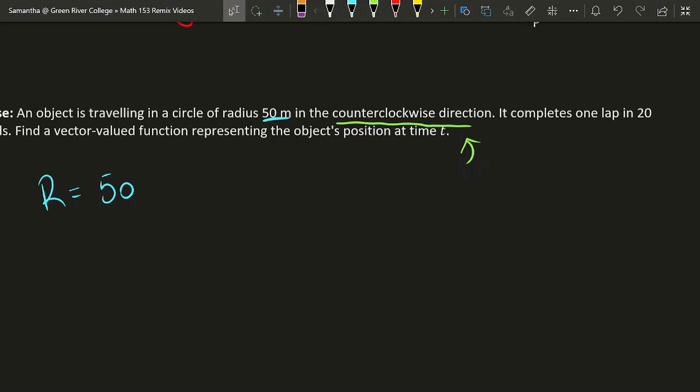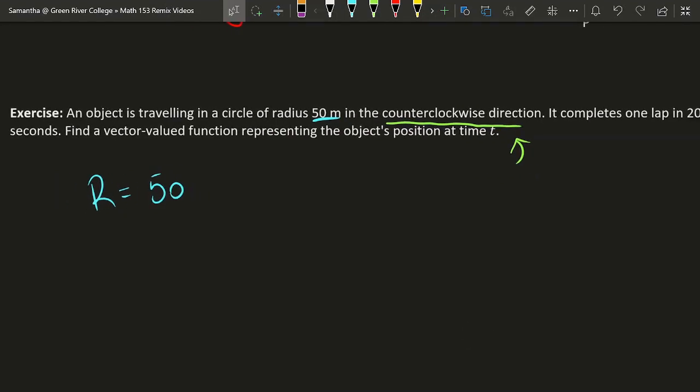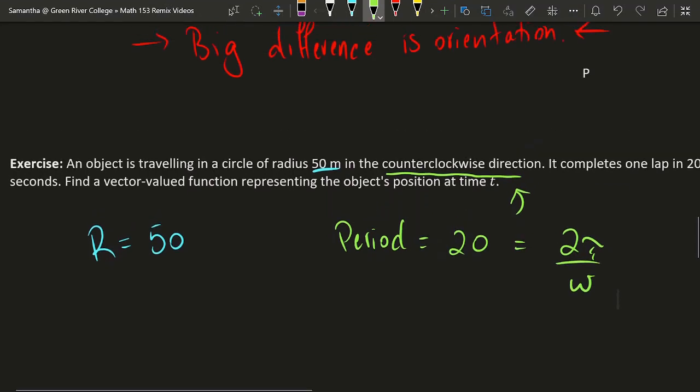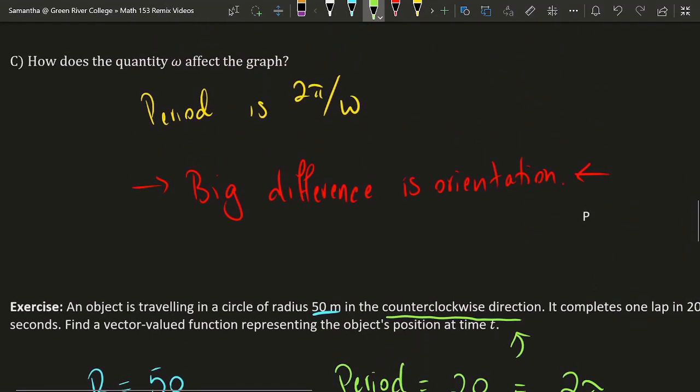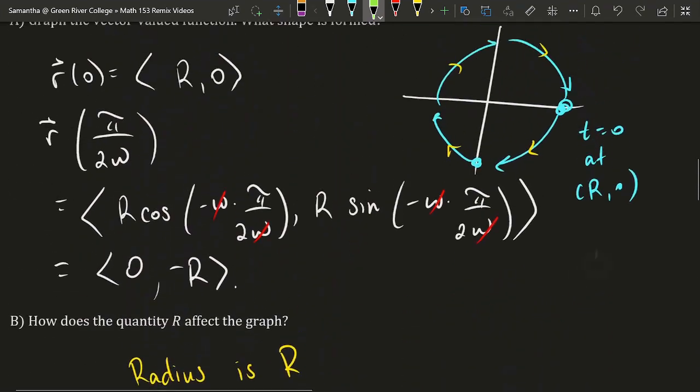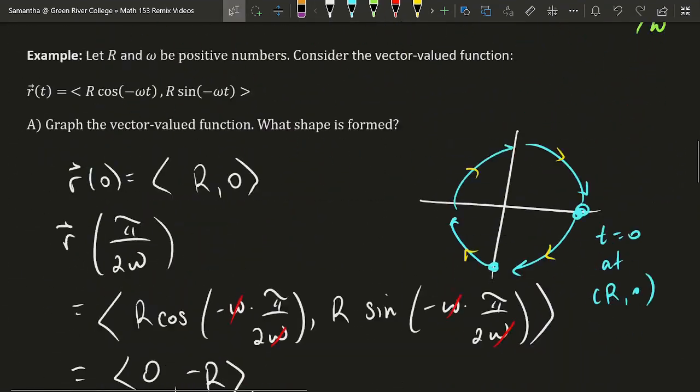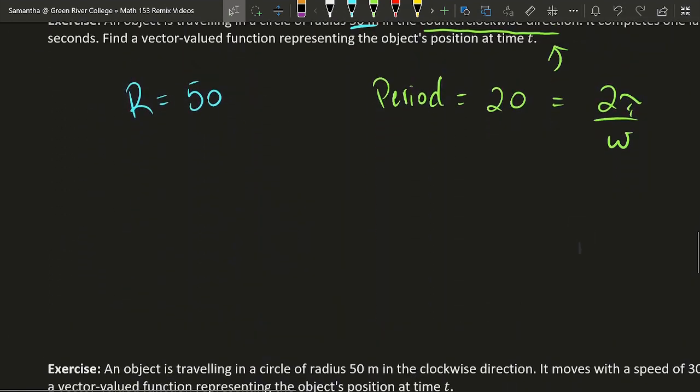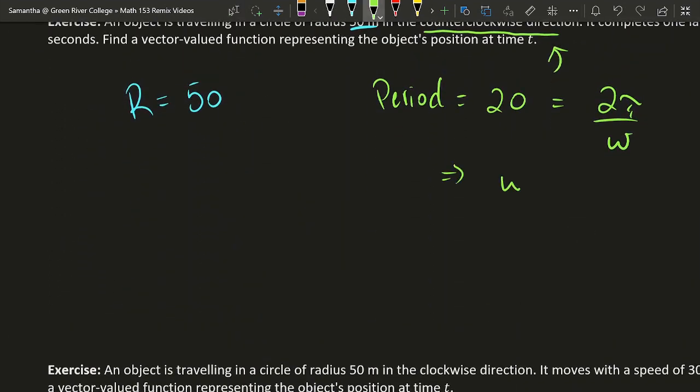Now we know that one lap is completed in 20 seconds. The time it takes to complete the lap is the period. So we want the period of the movement to be 20 seconds, and therefore we want 2 pi over omega to be equal to 20, because we found that 2 pi over omega was the amount of time necessary to complete one lap. Now from this, we can deduce that omega is equal to pi over 10 units, rearranging and simplifying.